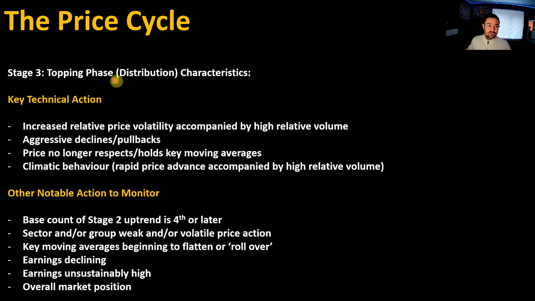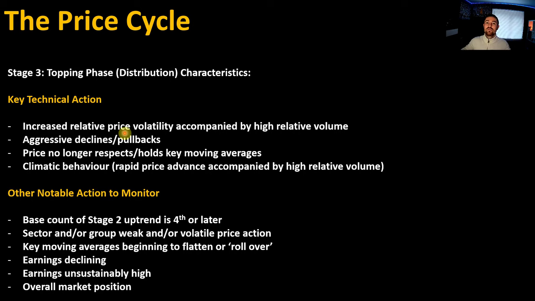So this is the stage three topping phase, also known as distribution. Some of the key action to be looking for, that you're in a stage three top. You would have obviously liked to see a rally going into it, so a stage two uptrend. But the key technical action that you're potentially in a stage three is increased price volatility. That's obviously on a relative basis, okay? Apples to apples, pairs with pairs. You want to be comparing the stock's own action to the stock's own action. There's no point comparing this stock's action to Google or Netflix or Amazon or whatever.